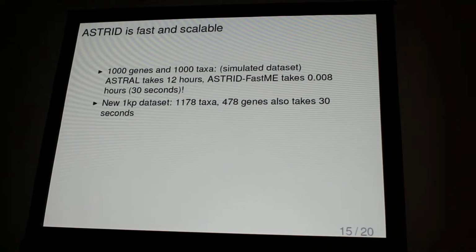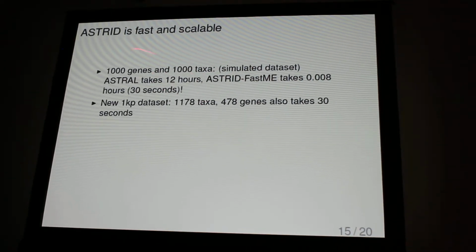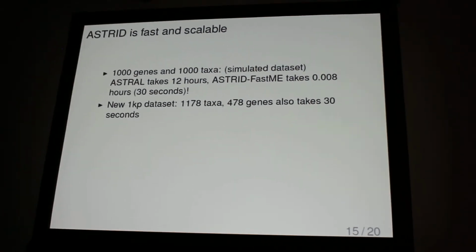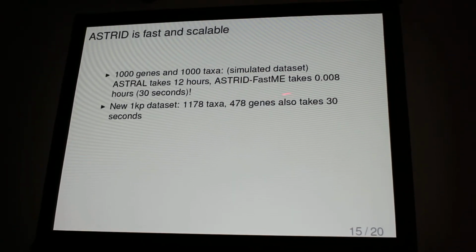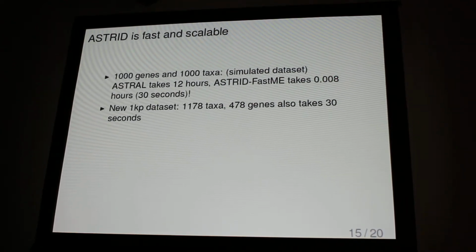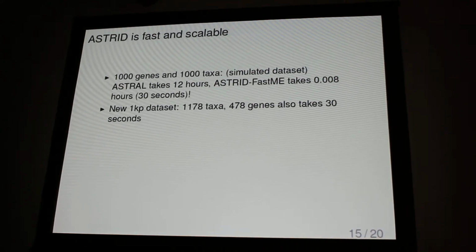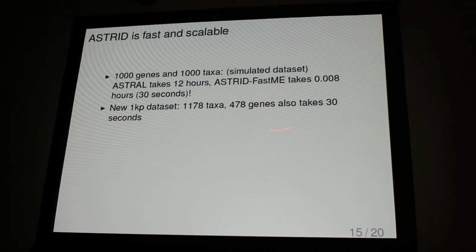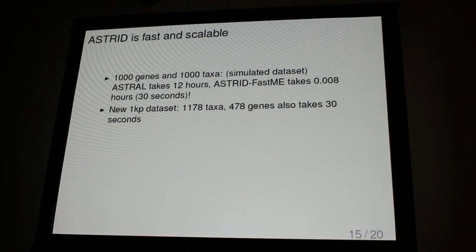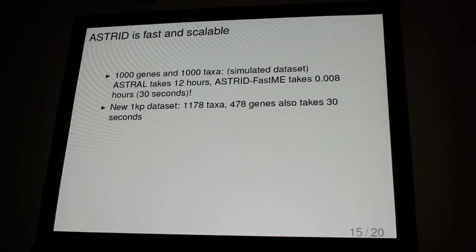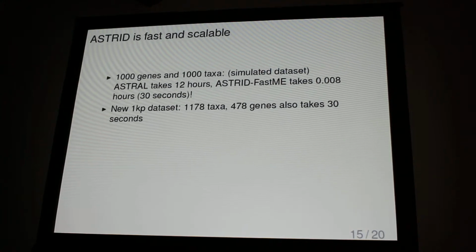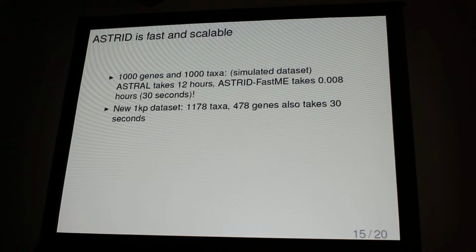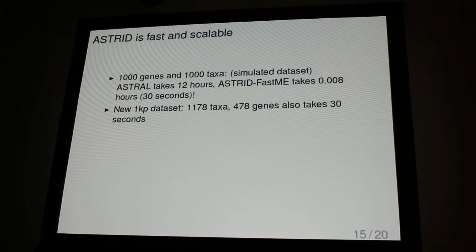So, for example, on a 1,000 gene, 1,000 taxon data set, ASTRAL takes 12 hours to run. Something like MP-EST wouldn't be able to run on it at all. And ASTRID with FastME takes only 0.008 seconds, or an easier way to think about it is 30 seconds. Similarly, on the 1KP data set with 1178 taxa and 478 genes, ASTRID also takes about 30 seconds. And these are some of the largest data sets we have. So the fact that we're able to run these very quickly is promising.